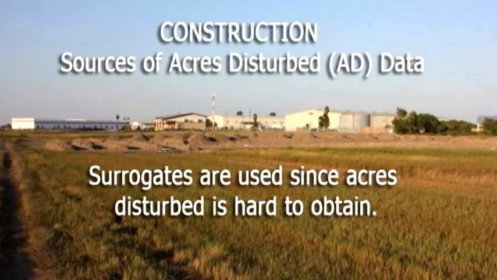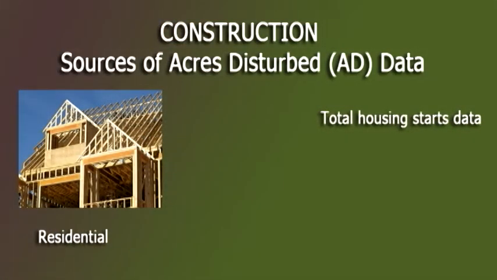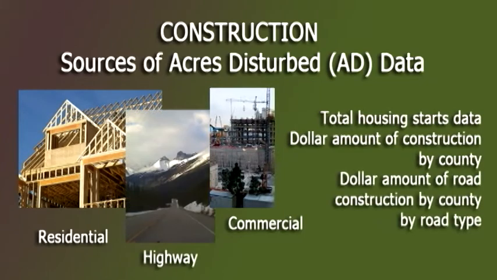Where can acres disturbed data be found? Acres disturbed data is sometimes hard to find, so surrogates are used for acres disturbed. For residential, the surrogate is total housing starts data. For commercial, it's the dollar amount of construction by county. And for highway construction, it's the dollar amount of road construction by county by road type. Then default factors are used to convert the surrogates to acres disturbed. Adjustments can be made to account for local practices.